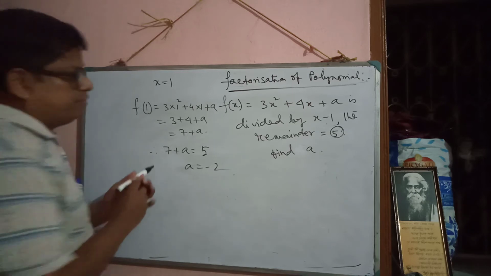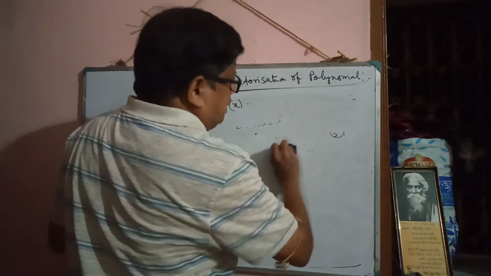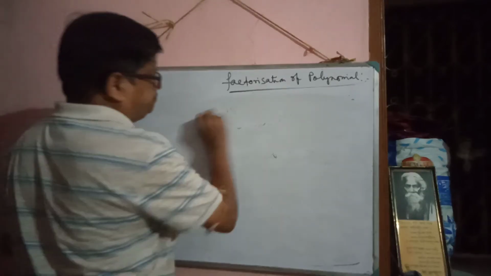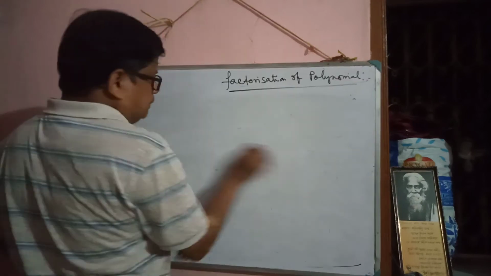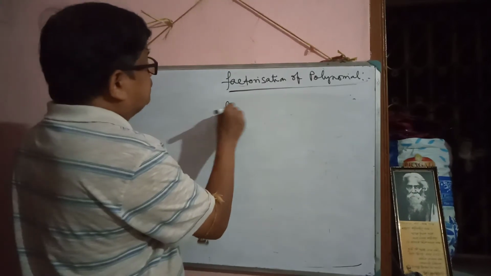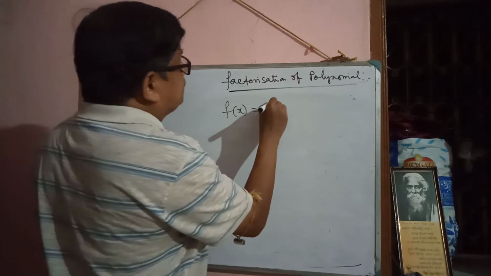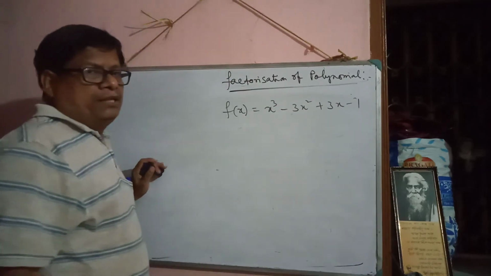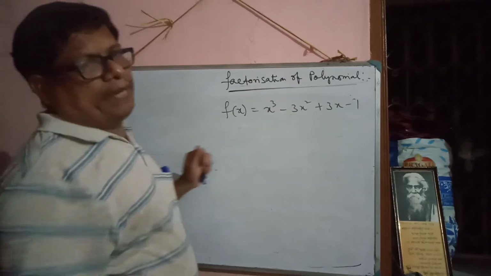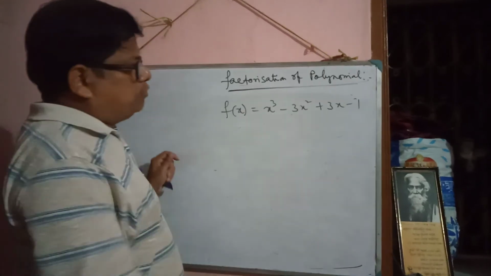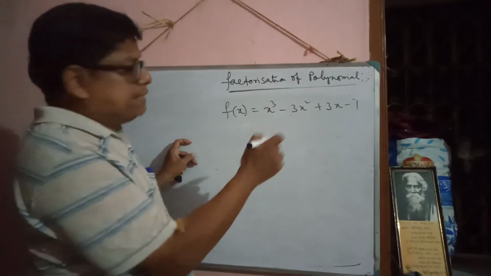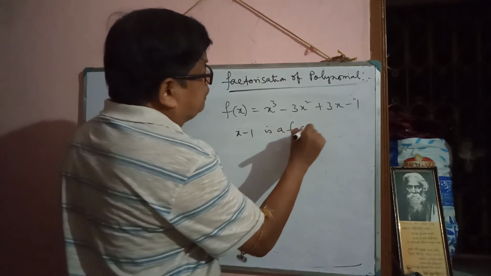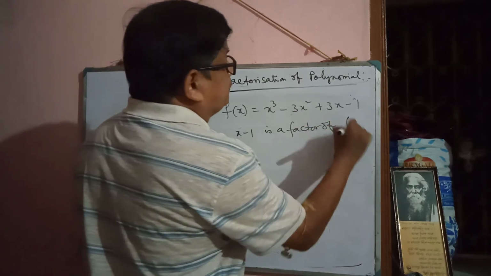Next, now this is the remainder. If a factor is given, then how to do it? Suppose I write f(x) equals x cube minus 3x square plus 3x minus 1. Prove that it is completely divisible by x minus 1, or prove that x minus 1 is a factor of the given expression, that is f of x.